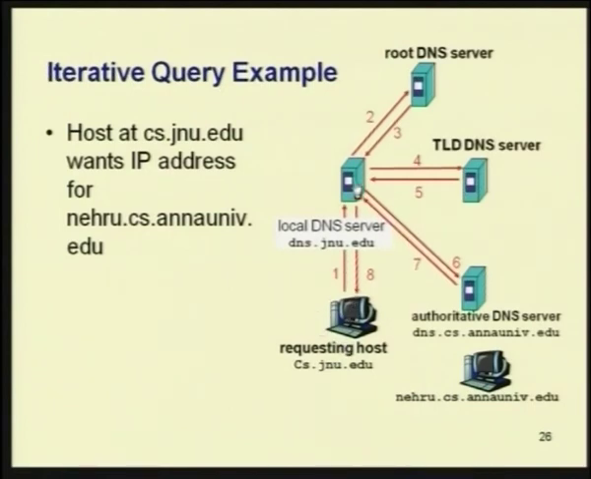So, you can see how this iterative querying is taking place. You keep iterating between the different servers until you get back the correct address, until you get to the authoritative server, because the authoritative server is the one which will actually have the correct address. Now, if you look at recursive querying, you can see what will happen.